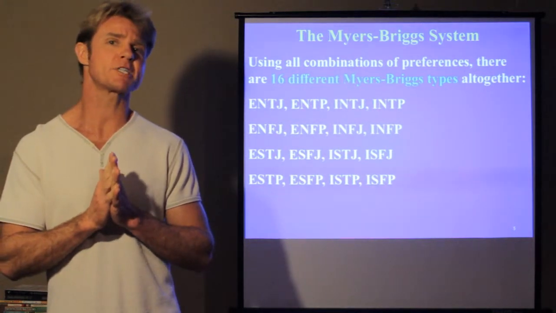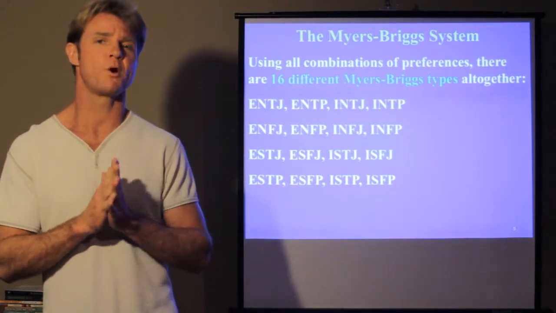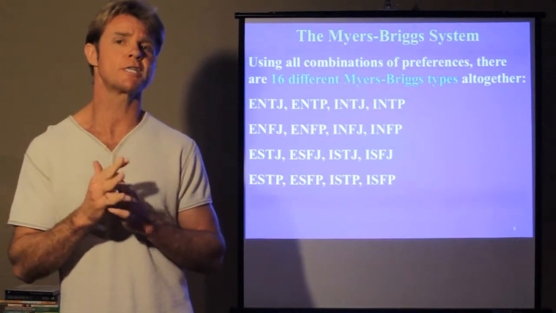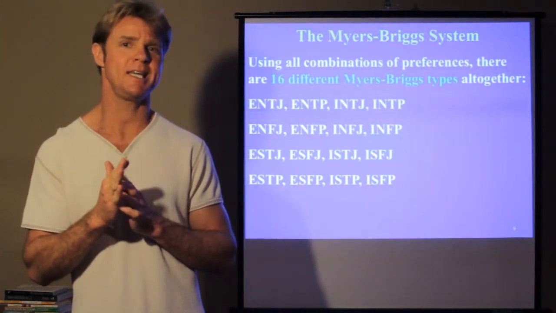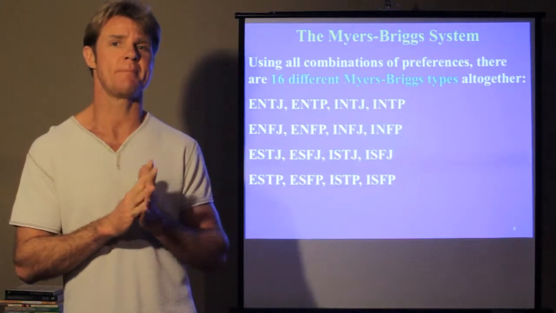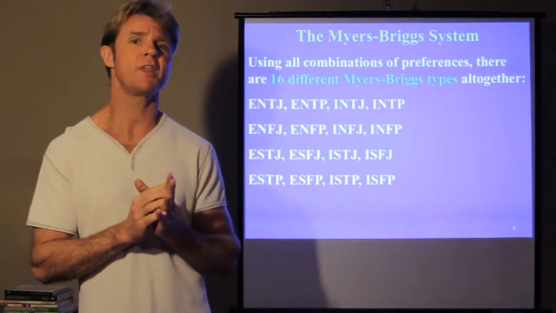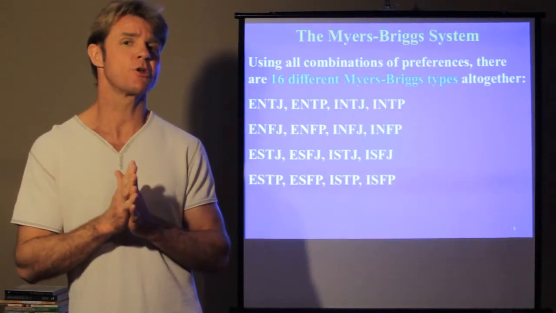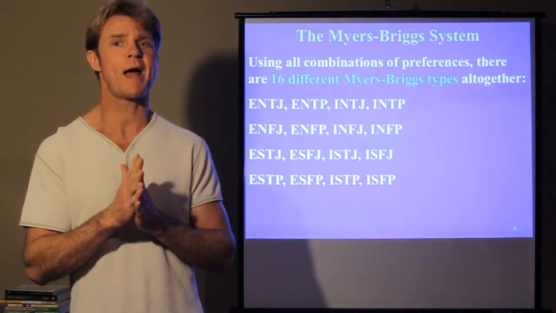And what I've done is I've actually broken them up into the 4 different temperaments. The first list of Myers-Briggs types there, you'll notice all have an N and a T in their Myers-Briggs type. That means that they're all intuitive thinkers. Intuitive thinkers are very rational. And so that creates one of the temperaments called the rationals.